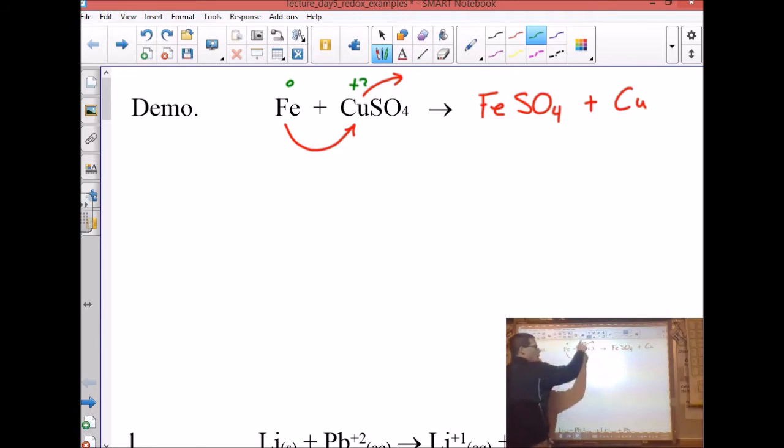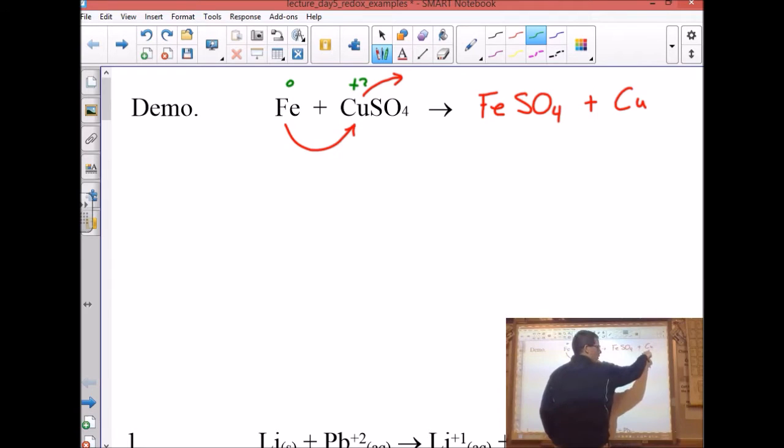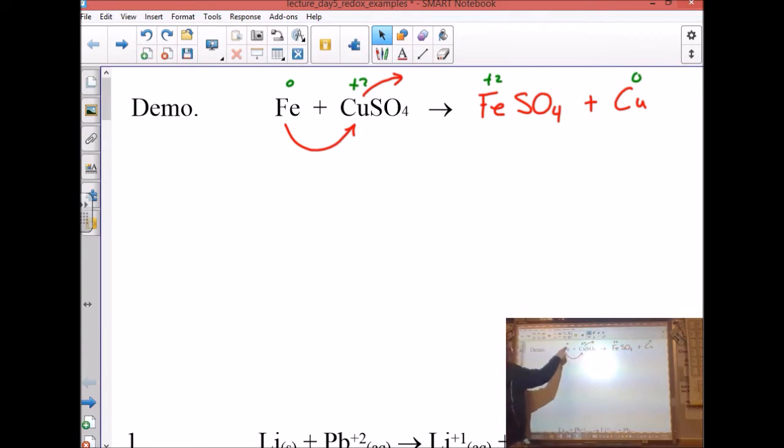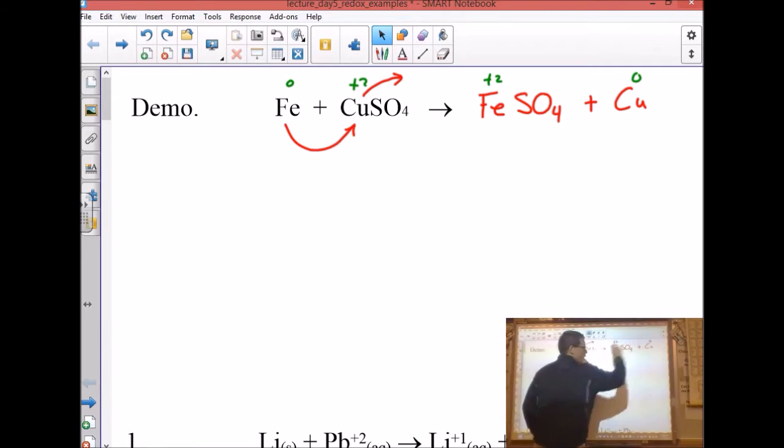Over here, what's the charge on copper? Nothing, because it's all by itself. That's really important to know. And what's the charge on the iron here? +2. So what's happened is the iron has gone from no charge to a +2 charge. And then the copper went from a +2 to no charge.